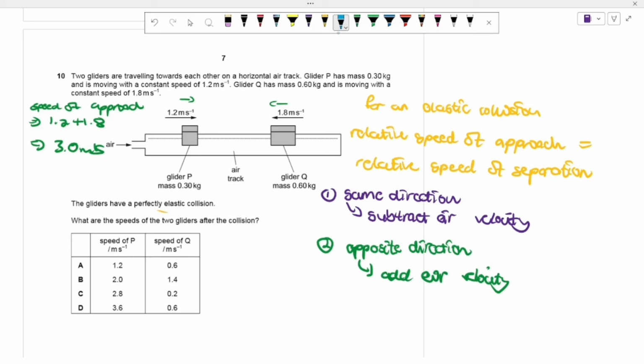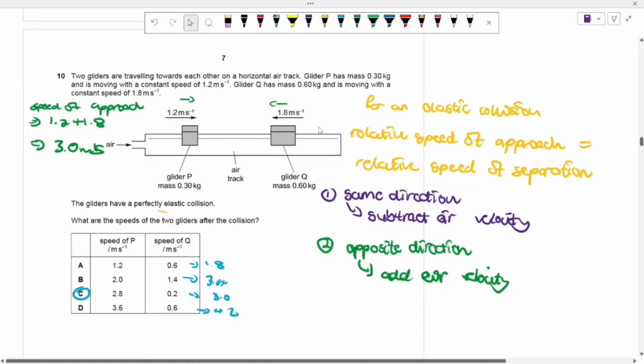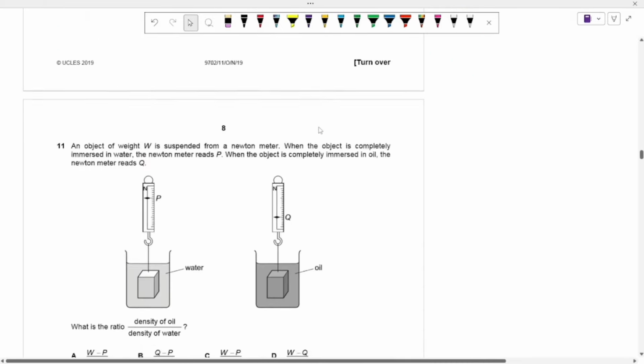If you look at A, 1.2 plus 0.6 is 1.8. If you look at B, 2 plus 1.4 is actually 3.4. But if you look at C, that's actually 3.0. If you look at D, that's actually 4.2. So the correct answer has to be C. Remember, guys, if objects move in the same direction, subtract their velocities. If objects move in opposite directions, you just add their velocities. It's very important for you to be thinking of that.